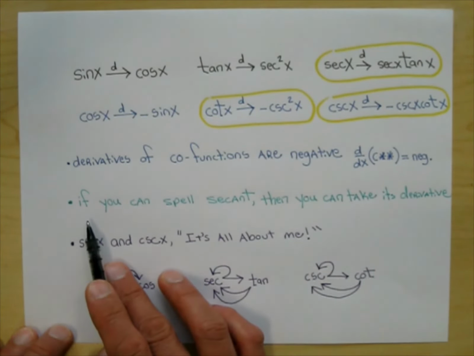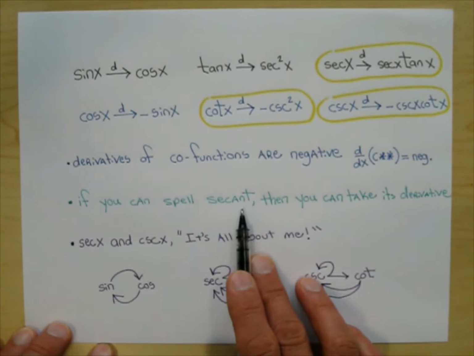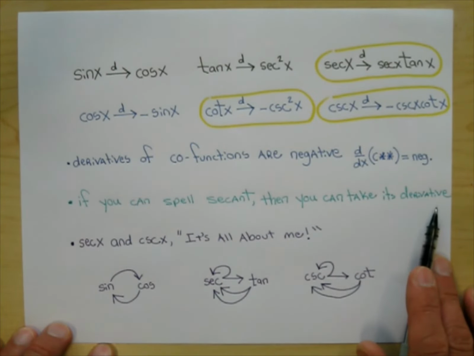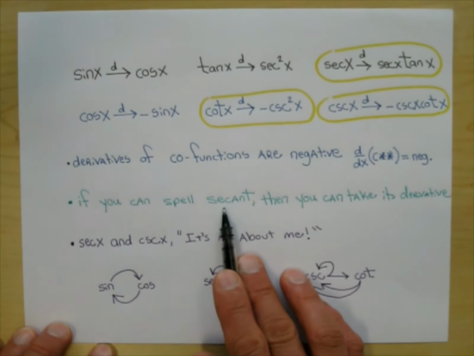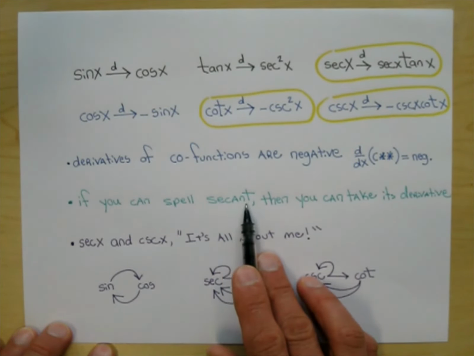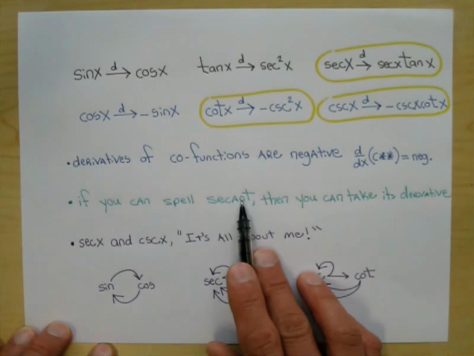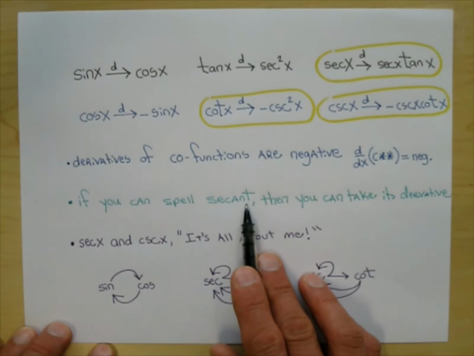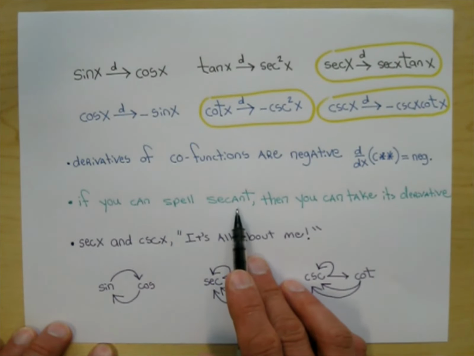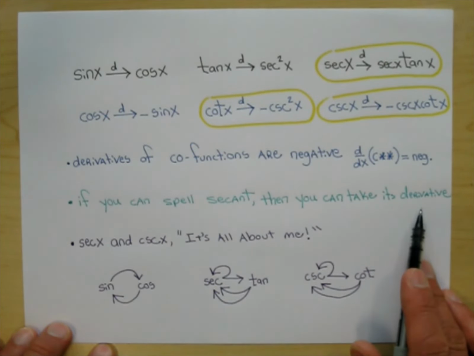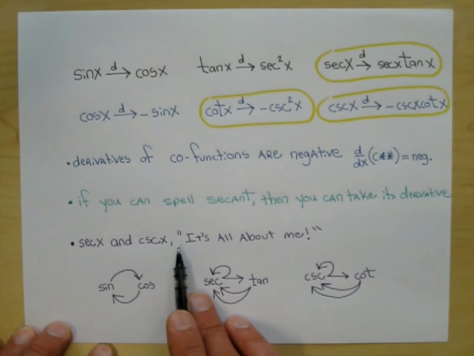Okay, here's another one that I found online. If you can spell secant like that, then you can take its derivative. And you're thinking, what? Here's the secant. Well, look at, if you can spell it, it has a secant in it, and it also has an ant. Okay, I know you're like, oh, there's an ant. That's disgusting or whatever. But rearrange those letters, and ant becomes tangent. So if you can spell secant, hopefully you can remember what its derivative is. And secant and cosecant say it's all about me.